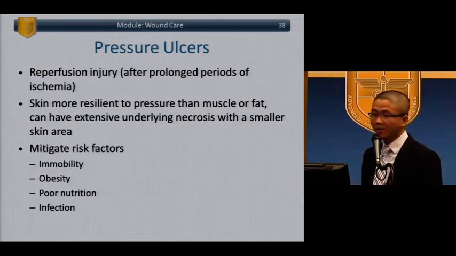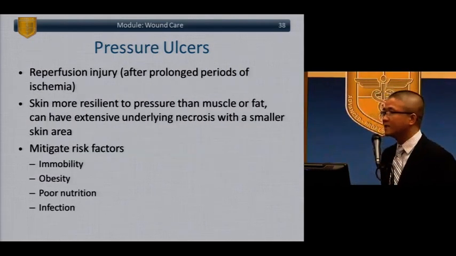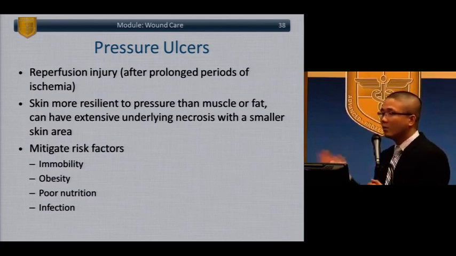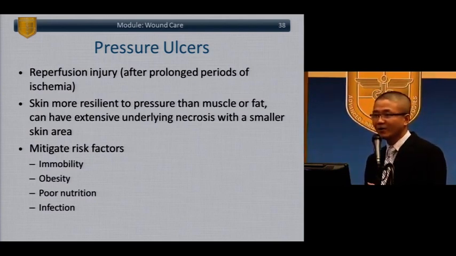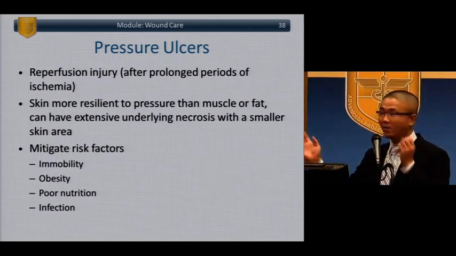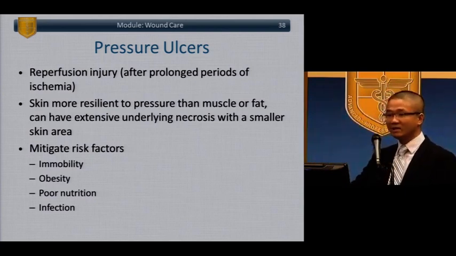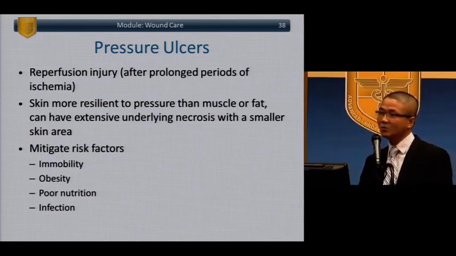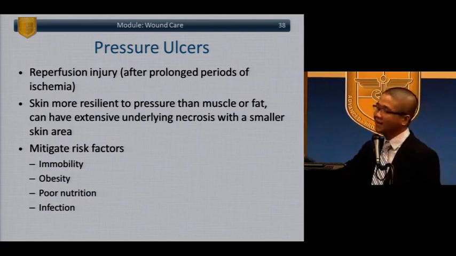Oh, whoops. Pressure ulcers. Pressure ulcers are less about the pressure, more about the reperfusion when the pressure is let go. So I suppose one can make the argument that if you just let the person stay there forever, they wouldn't get the reperfusion injury. But it's because they've been on this area that has not been perfused very well, and it's when you take them off the pressure that they get the reperfusion injury.